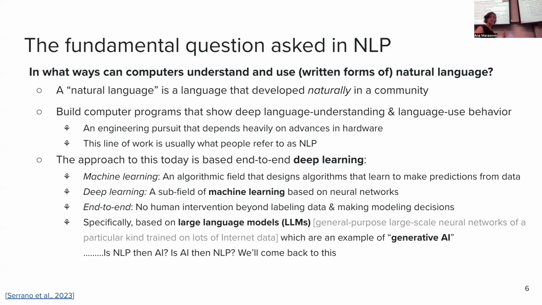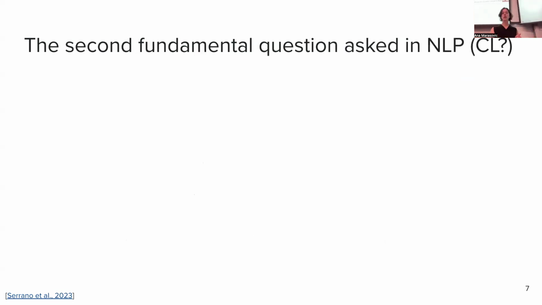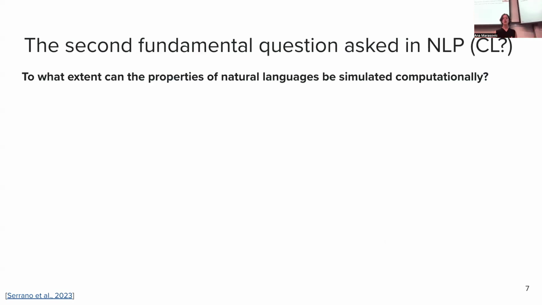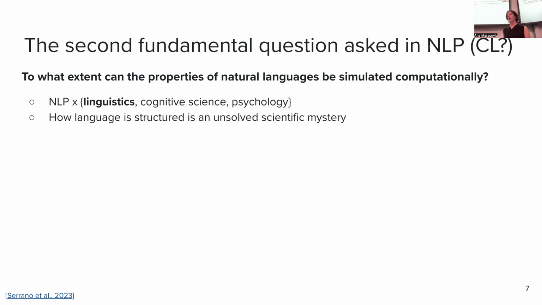Okay, so that's the first question we ask. The second question asked in NLP is to what extent can the properties of natural language be simulated computationally? And this is where NLP intersects with linguistics and cognitive science and psychology. You might not know that we don't fully understand how we came about producing natural language in the way we do. It's one of the scientific mysteries right now.